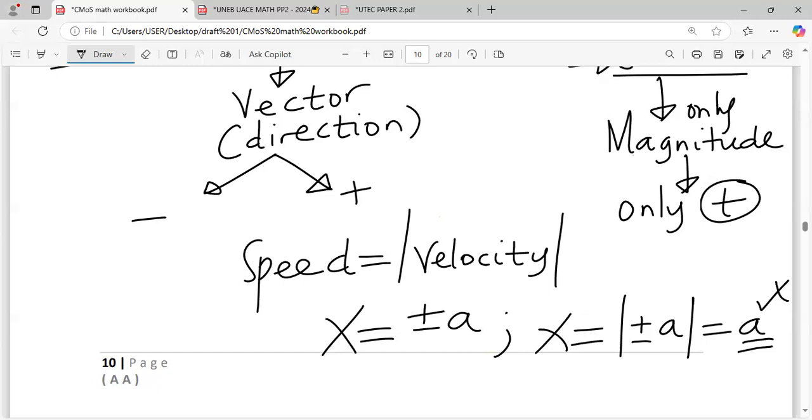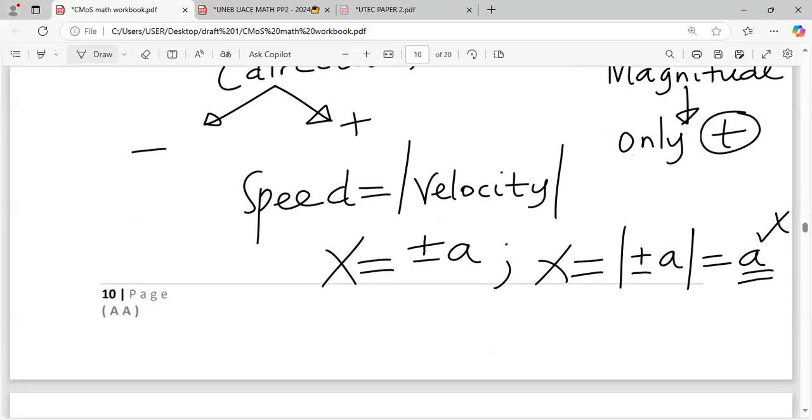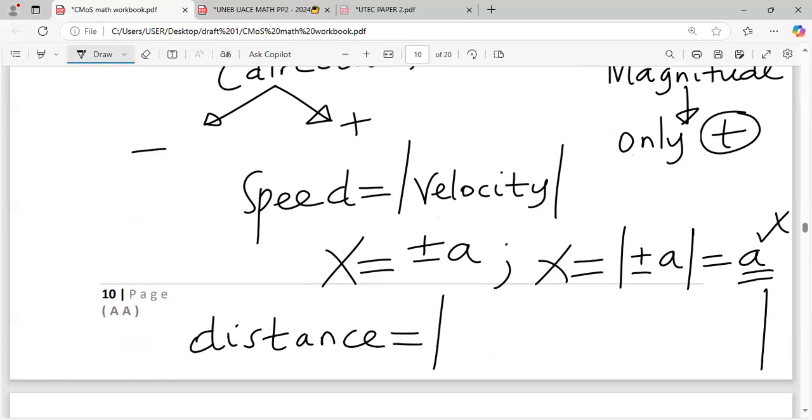So if speed is the magnitude of velocity, then distance is the magnitude of what? Someone has said it. Distance is the magnitude of what? Displacement.